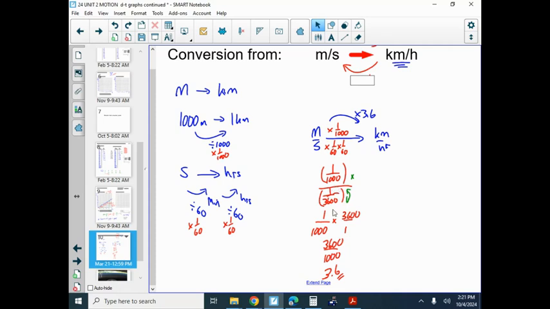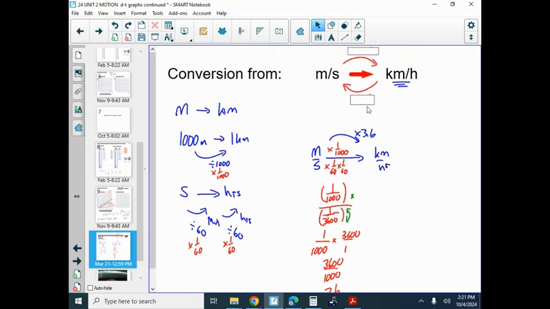Right? Follow all those steps again, press pause as needed if I went too fast. Look at it again. But the end result is, to go from meters per second to kilometers per hour, you're multiplying by 3.6. I like to think of meters per second as the unfamiliar one, and it's faster than you'd think. So we multiply by 3.6.